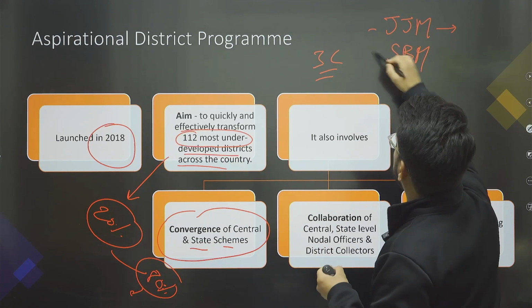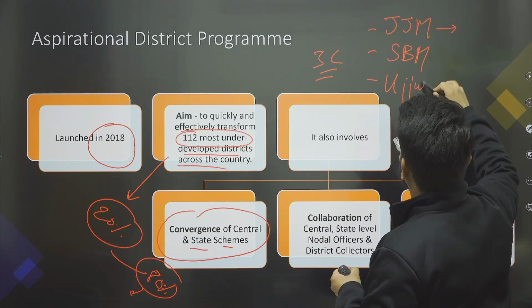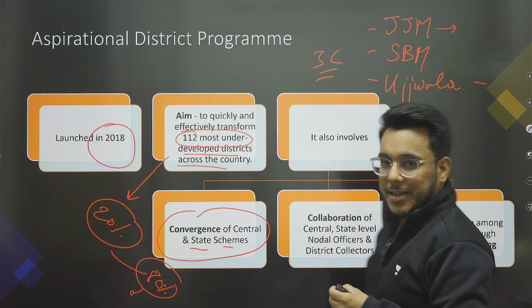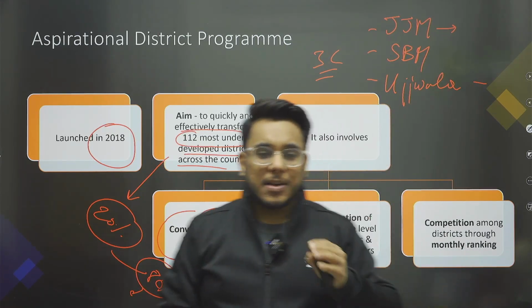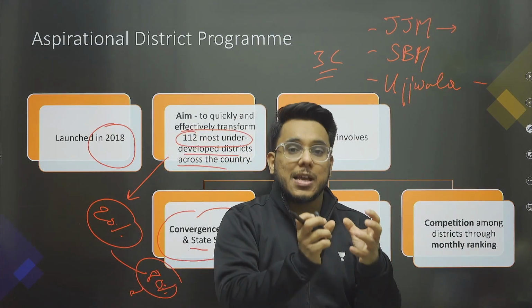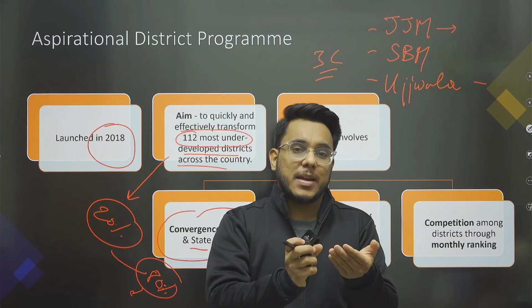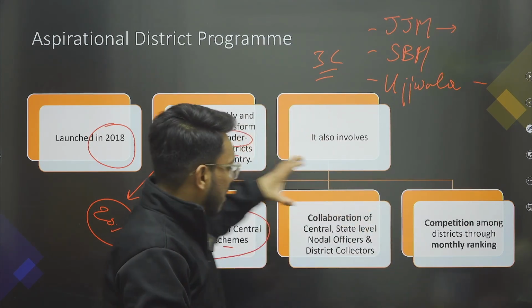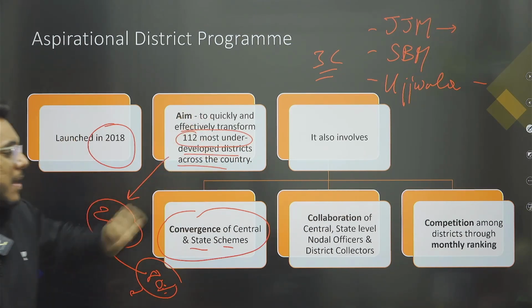Then, guys, there is the Ujjwala scheme, which aims to provide LPG connections. Different schemes are there. Now all these particular schemes which can enhance the socio-economic indicators will be converged, and through convergence-based delivery they will be provided.